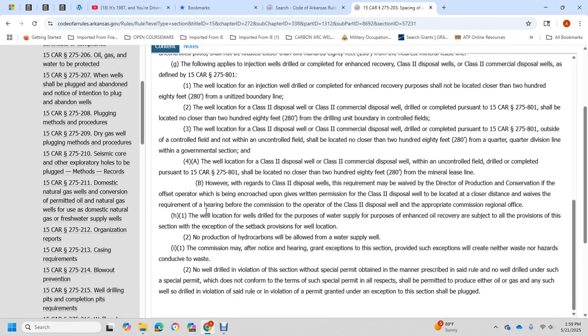H1: a well location for a well drilled for the purpose of water supply, or for the purpose of enhanced oil recovery, is subject to all of the provisions of the section, with exemption from the setback provisions over the well location of production of hydrocarbons, and will be allowed with the water supply well.